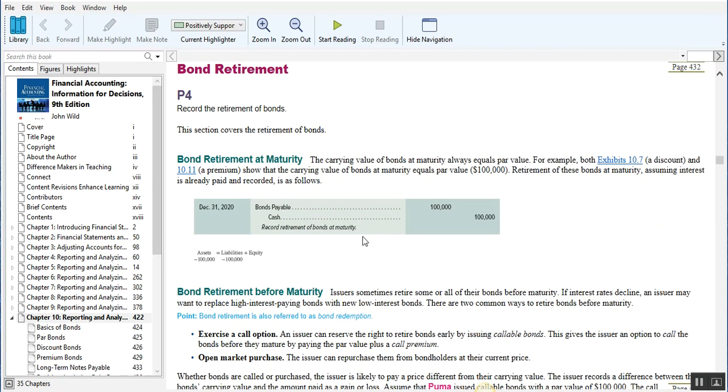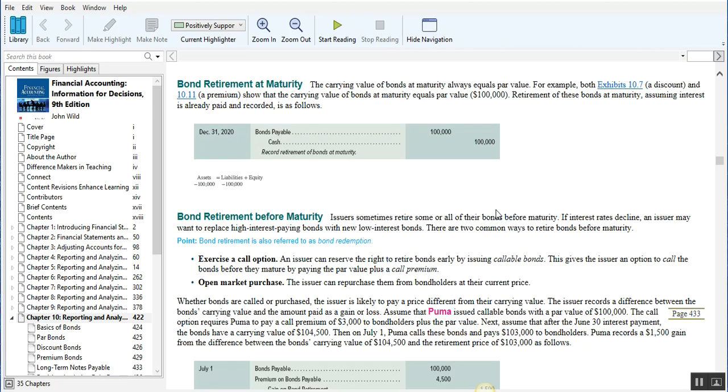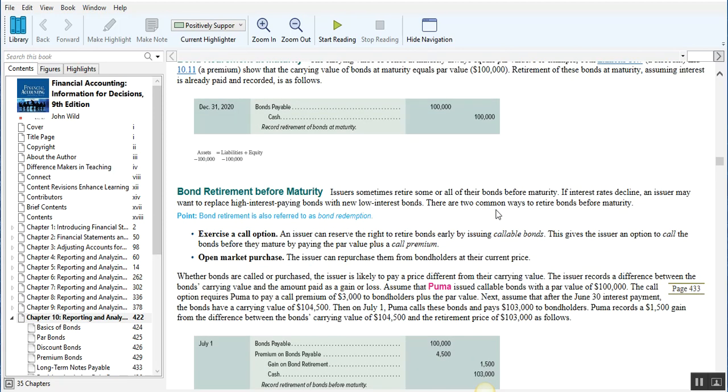The next big issue with bonds is what happens when you retire them. Well, basically, you're going to pay the bond issue at its face value when it retires. So you're going to debit the bonds payable and credit cash for whatever that face value is. Now, there are a couple of cases where you can actually have an early retirement of a bond.